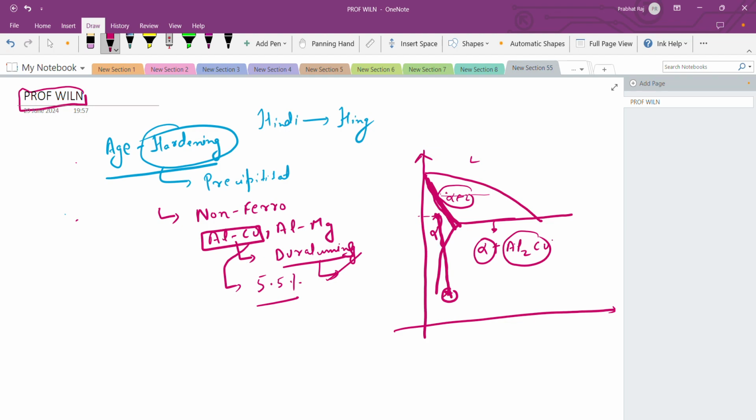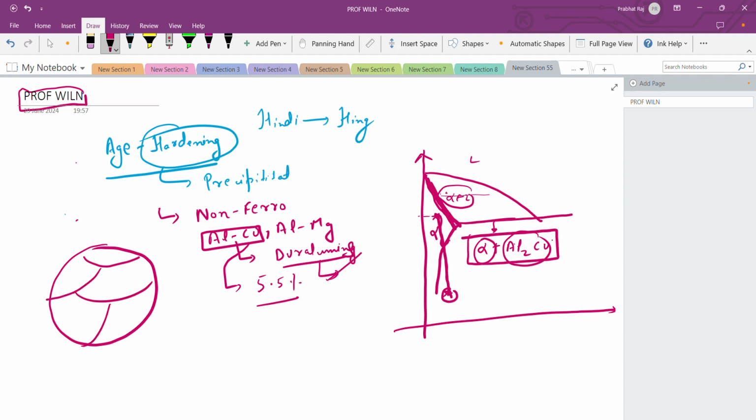And what he observed, when he quenched it back, was this. By our common sense, whatever we have studied till now, beyond this line there should be a phase mixture of alpha plus aluminum copper, right? But Professor Wilm was shocked to see that there is no Al2Cu. He was shocked that only the alpha phase is present within the grains.